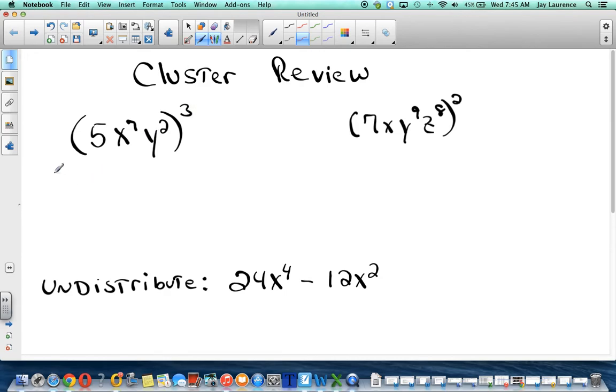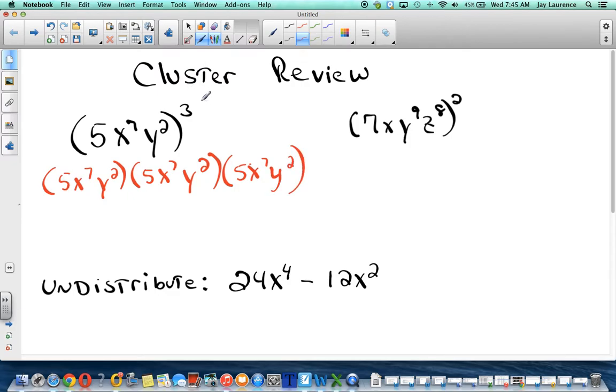Now, if you want, you could write it out like this. You could go, well, 5x to the 7th y squared times 5x to the 7th y squared times 5x to the 7th y squared. Right? This is an exponent problem, and I just changed it into a multiplication problem, right? We don't want to think about this as multiplication. This is an exponent problem because that exponent, power raised to a power.